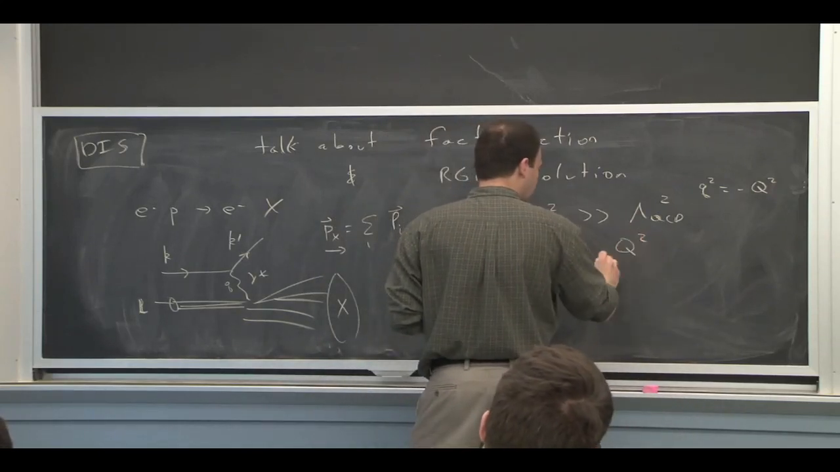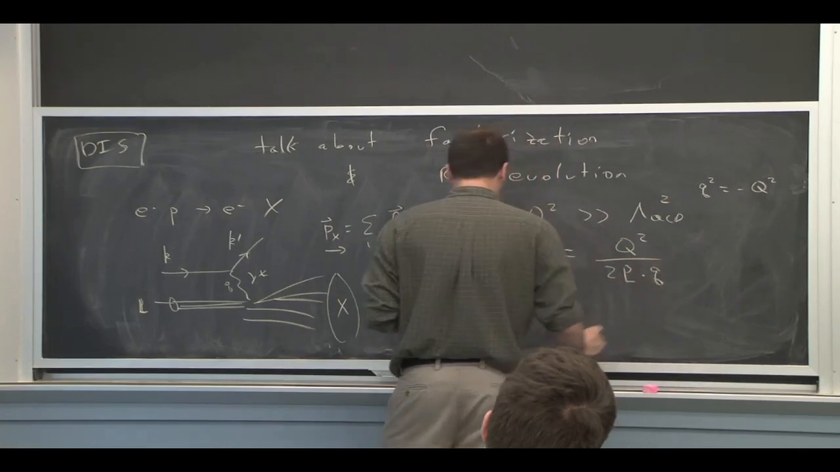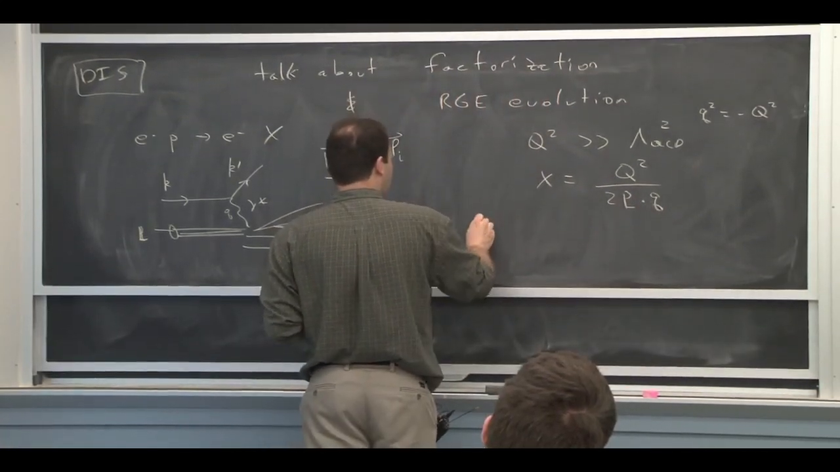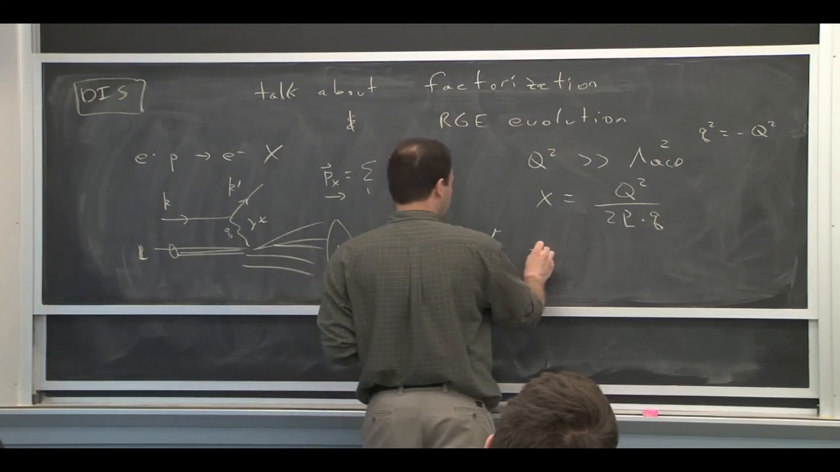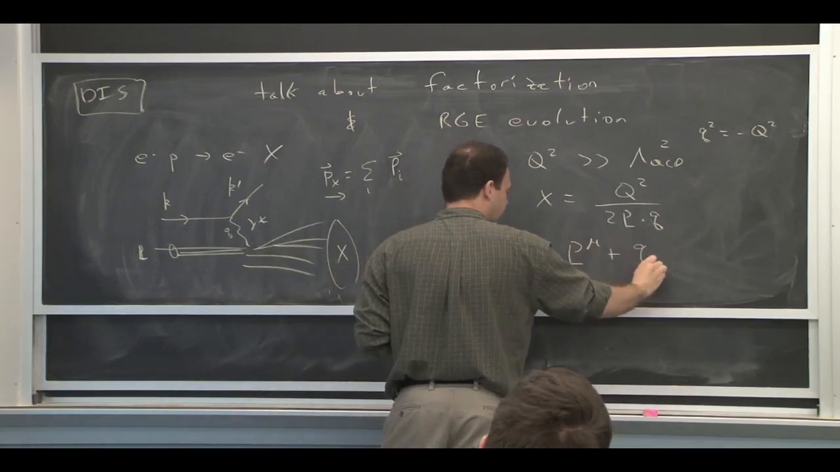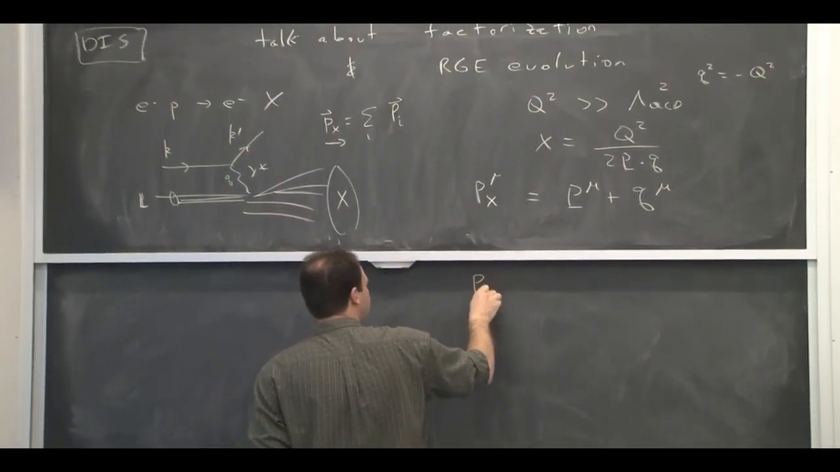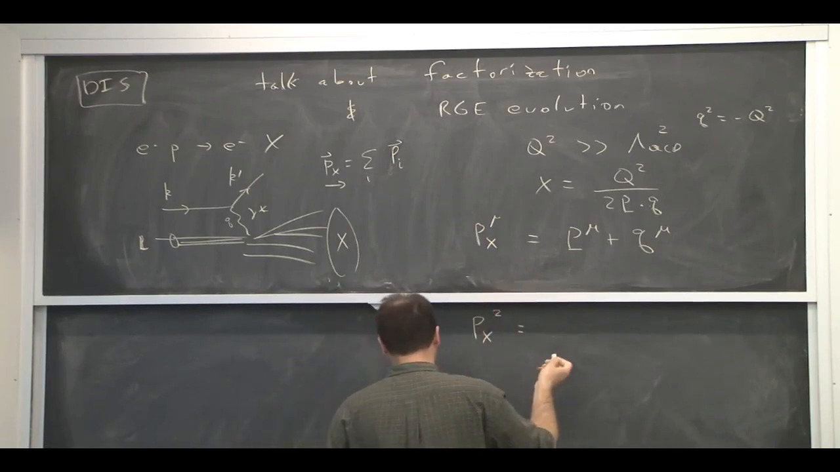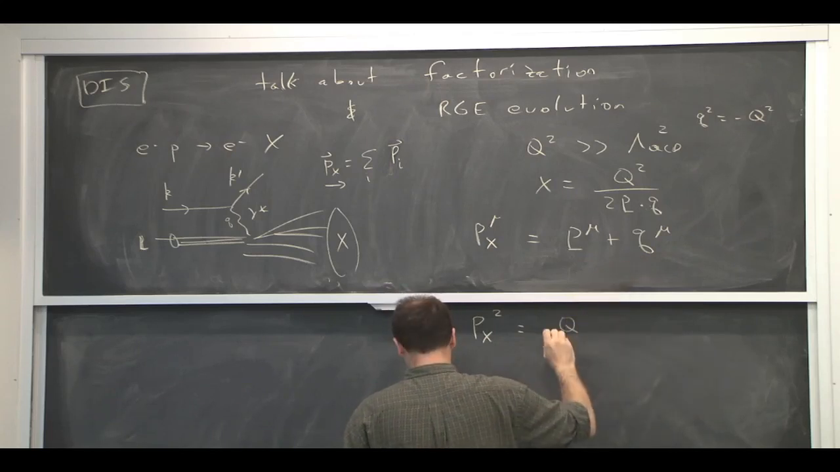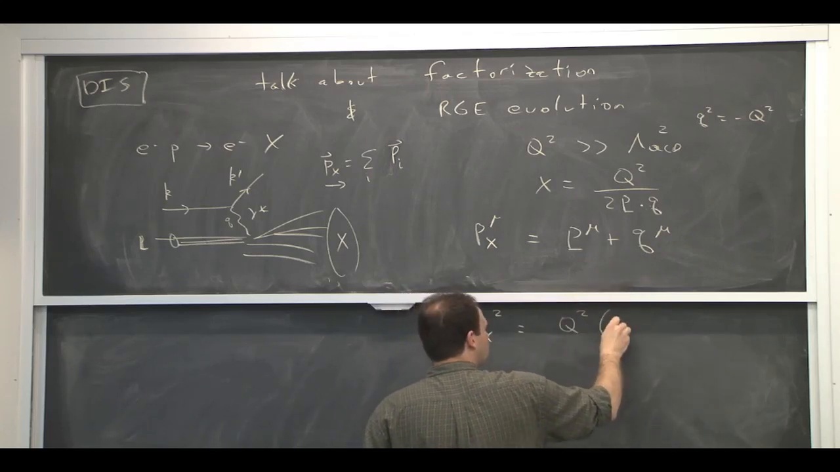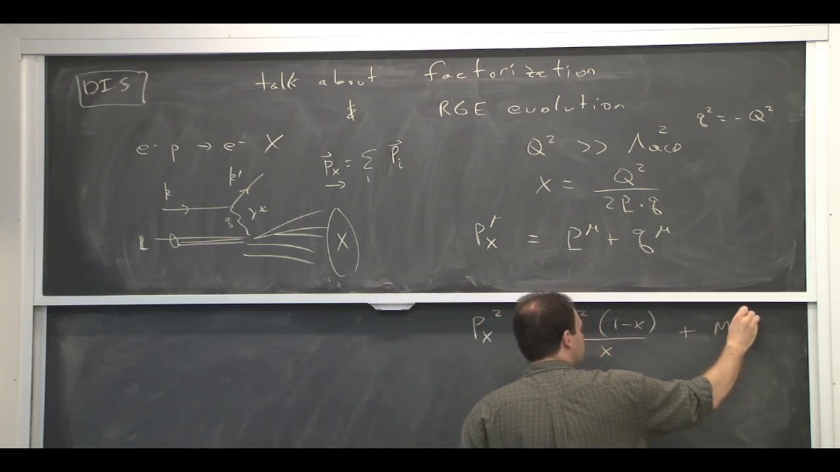Bjorken x is capital Q squared divided by this dot product. And you can talk about P_X, which is the P_X^mu. And by momentum conservation, that's the proton momentum plus whatever momentum came in from the leptons, q. So P_X squared, if you square it, well, this guy is giving you the mass of the proton squared. And then there's a cross term, and this guy squared. And if you put those things together, you can write it like this. So this is an exact equation.